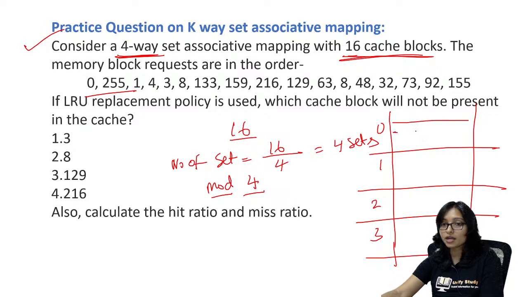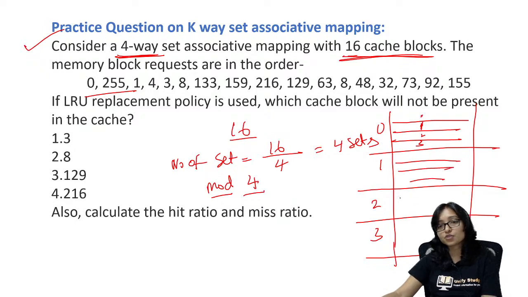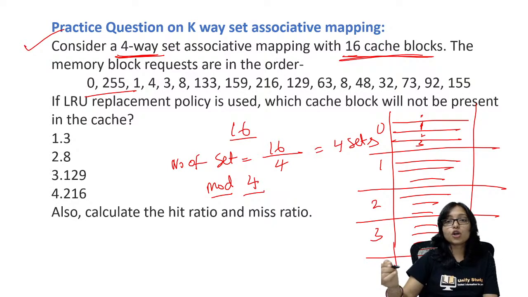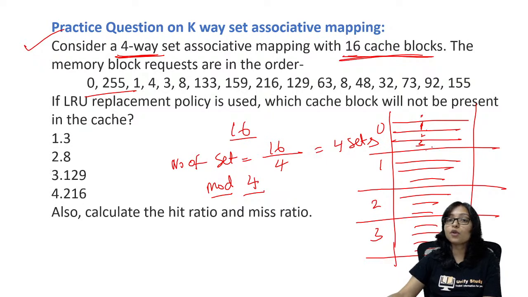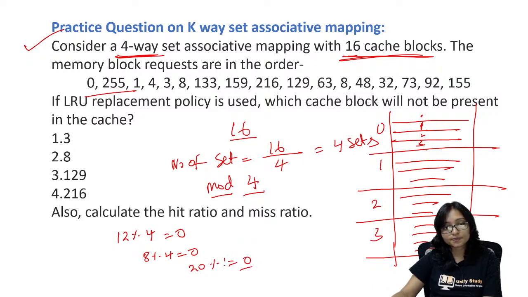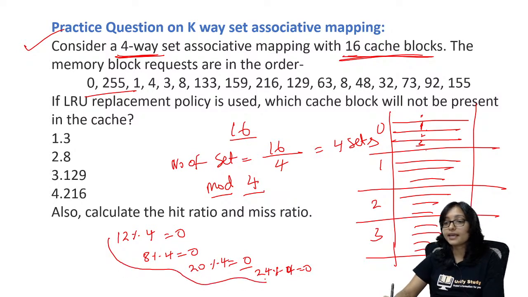And in every set, again, this will be divided into 4 lines. Now, when you are doing the mod operation, at a time you can put 4 blocks here. Just like that, if I am doing 12 mod 4, then I can put it in 0. 8 mod 4, I can put in 0. Then maybe 20 mod 4, I can put in 0, right? And again 24 mod 4, I can put in 0. So all these 4 can be here.